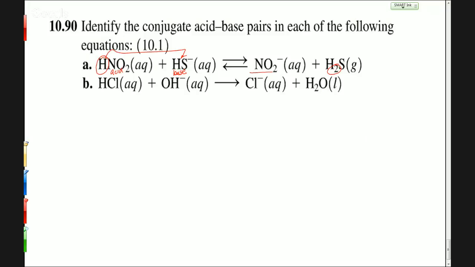On the other side, we need to start on the right and look going right to left. In this case, the hydrogen is on the sulfur and jumping over to the NO2, if we start on the right and go to the left. So it's really the opposite thing. Now this is the acid, and this is the base, because the acid has to lose hydrogen.